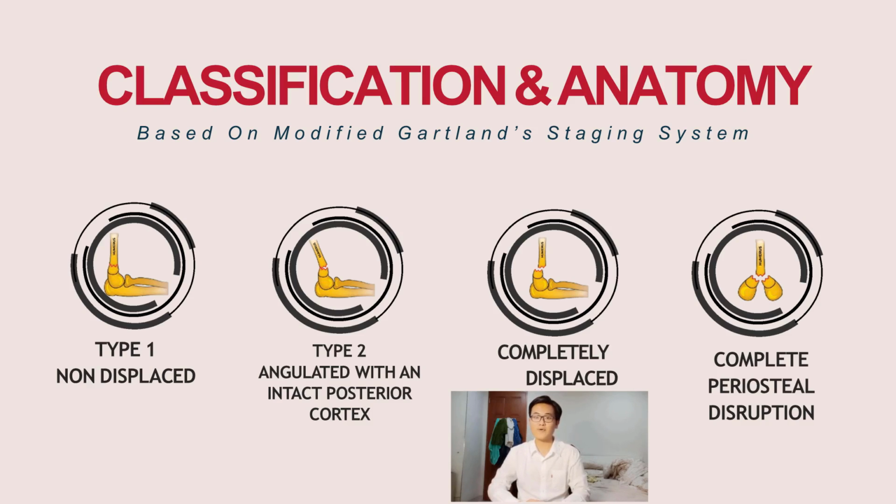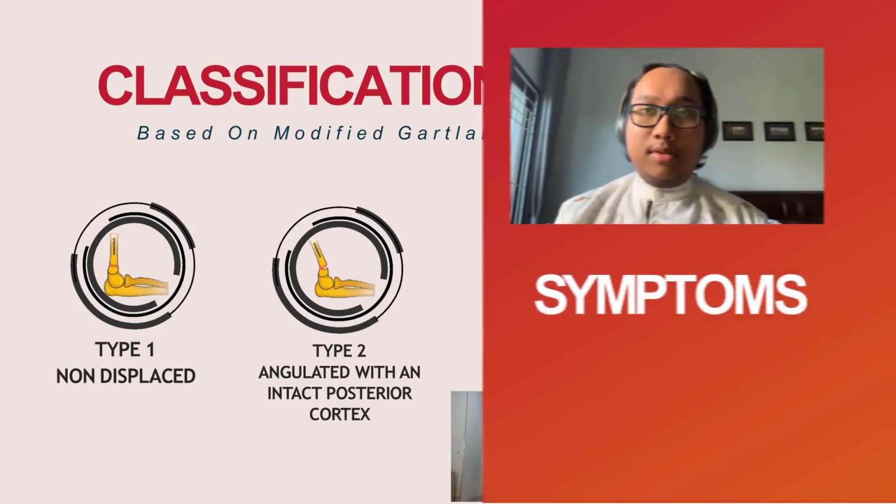The second is the modified Gartland staging system that consists of 4 types. The first type is undisplaced. The second type is incomplete displacement with angulation. The third type is complete displacement with posterior periosteum intact. And lastly, the 4th type is the periosteum ruptured with the flexion extension unstable.